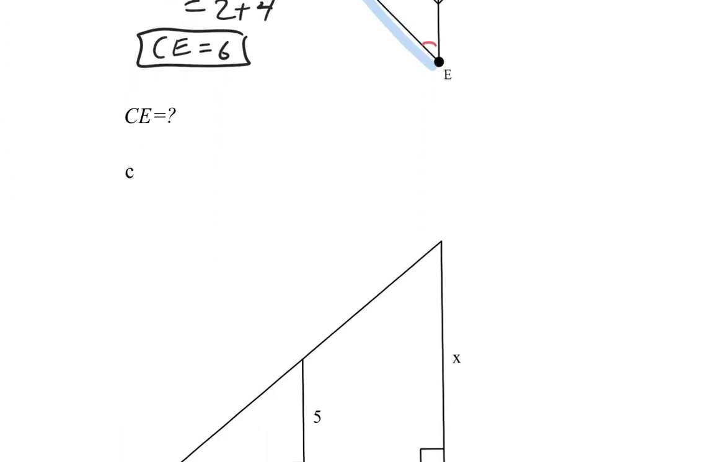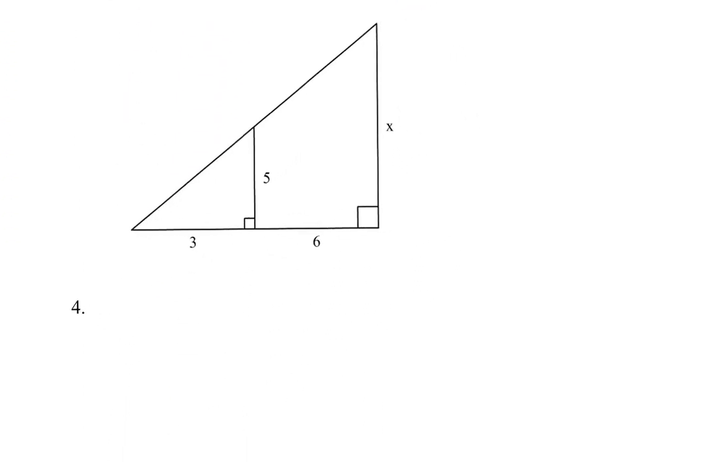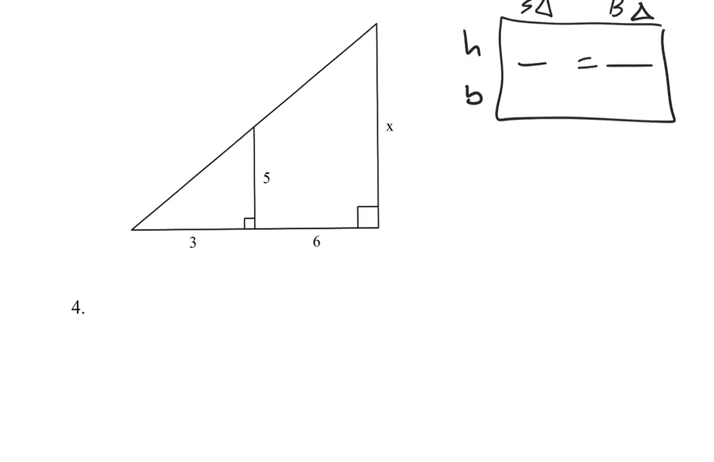All right, let's go to number 4. Okay, number 4 is another one of these. We're just going to do height, base, small triangle, big triangle, and we'll be good. So again, we have the small triangle and the big triangle. So my small triangle values go here, my big triangle values go here.